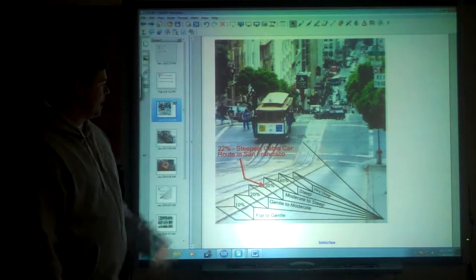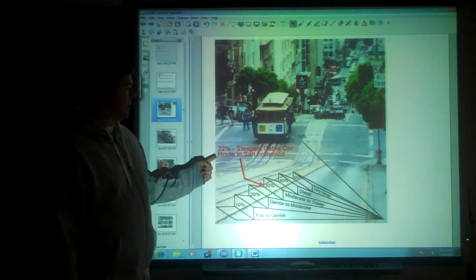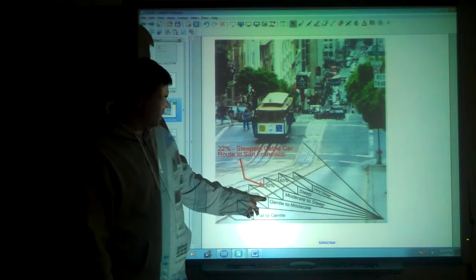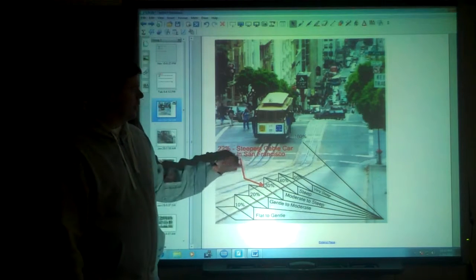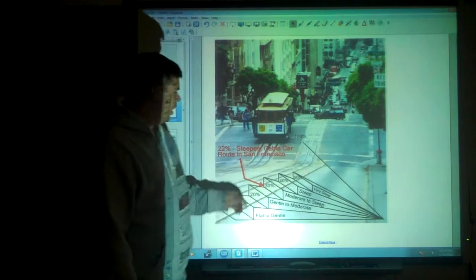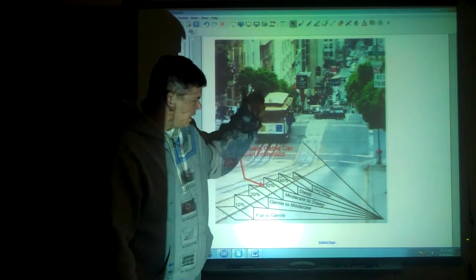So here we have the steepest cable car route in San Francisco, which is supposed to be a 22% slope, which is between gentle to moderate to steep. So it's fairly steep, and as you look, that's the slope we're talking about heading down. If it was all the way up here, that'd be quite steep at 100%.